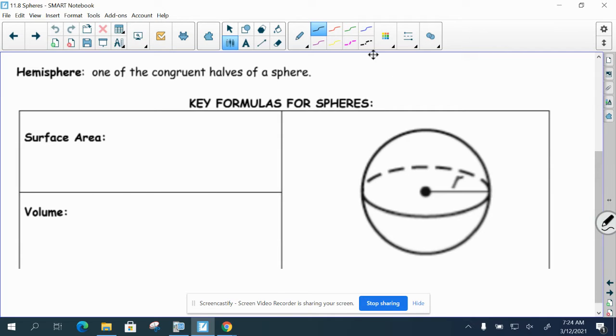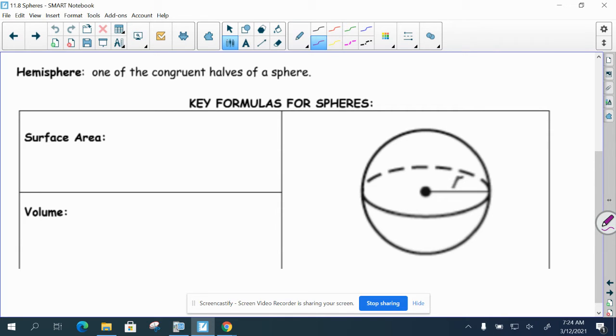So one thing that you might want to do is know how to draw a sphere. If you draw a sphere, you draw a circle, and then you draw a little arc here, and then a dotted arc for behind it. So that way it kind of looks like it's in 3 dimensions.